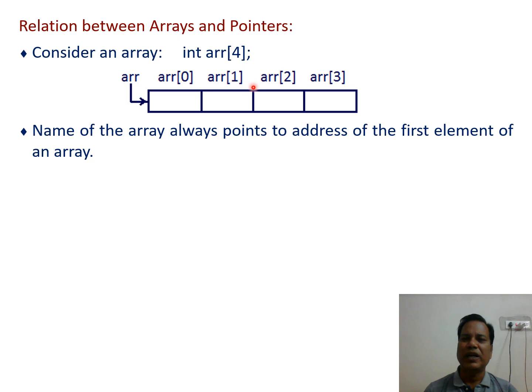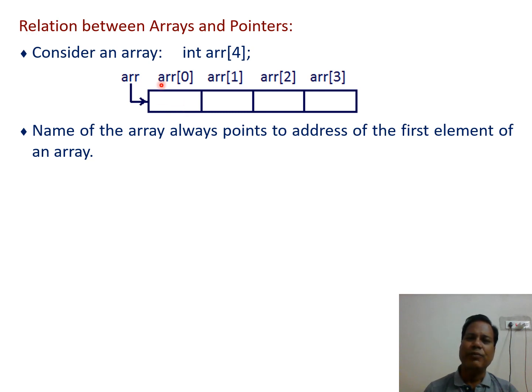And here this is the index number: ar[0] indicates the first element, ar[1] indicates the second element, and so on. The name of the array always points to the address of the first element of an array. So what is the name of the array? Here the name is ar. So ar always points to the first element of the array, that is ar[0].